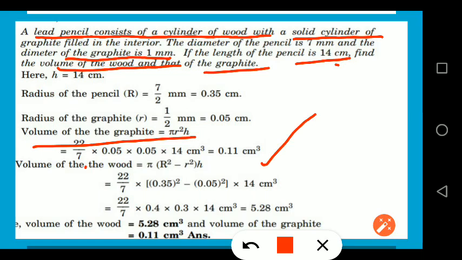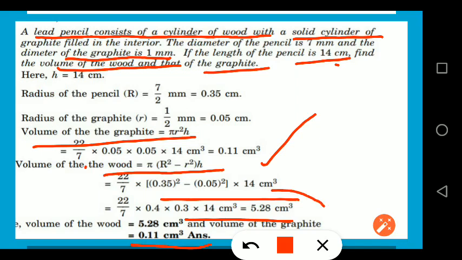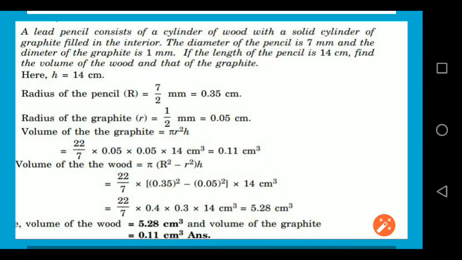Now come back to the first question which we solved, in which we had to find the volume of a hollow cylinder. So the same formula we will use here also. Volume of wood is equal to pi (capital R square minus small r square) into h. And now while solving we will get this answer, which will be the volume of wood. This one, 5.28 centimeter cube. Understood? This is also a simple question.